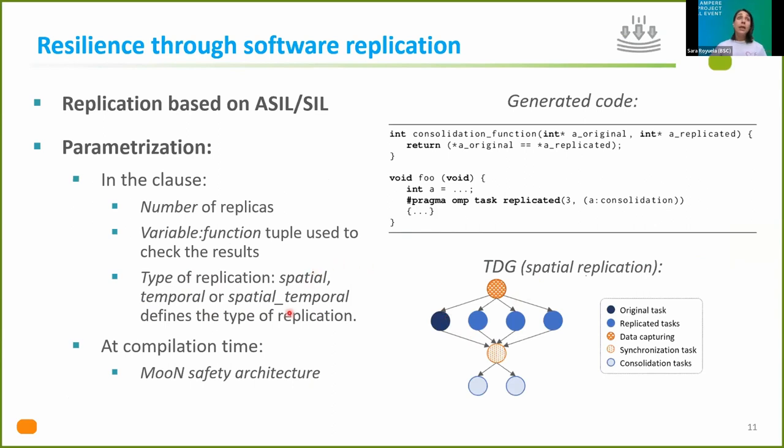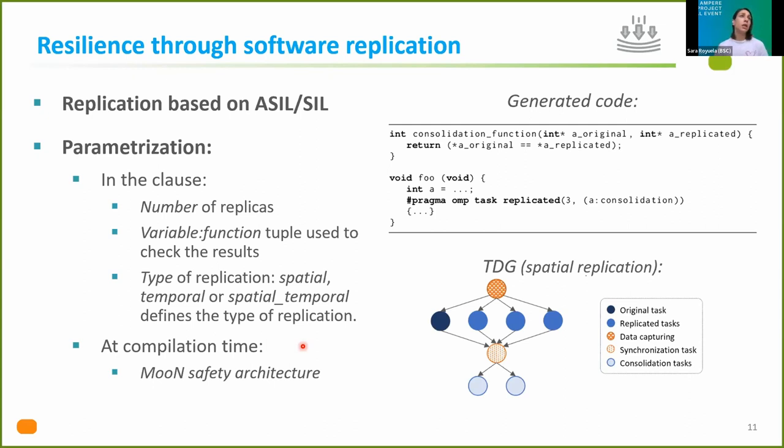So moving to resilience, which is the other non-functional requirement that I'm going to talk about, we defined two different mechanisms in the AMPERE project. One is replication, and the second one is observation. About replication, we based this mechanism on the ASIL or SIL levels defined in the models, so we replicate work that has some level of safety defined there. And we can parameterize it based on different parameters, like the number of replicas, the consolidation function used to decide whether the execution is correct or not, and also the type of replication, allowing spatial or temporal replication.